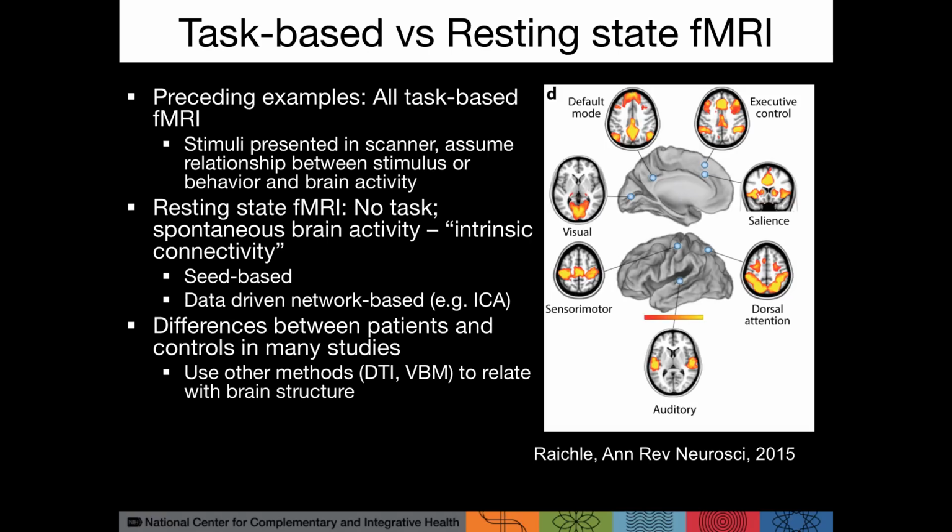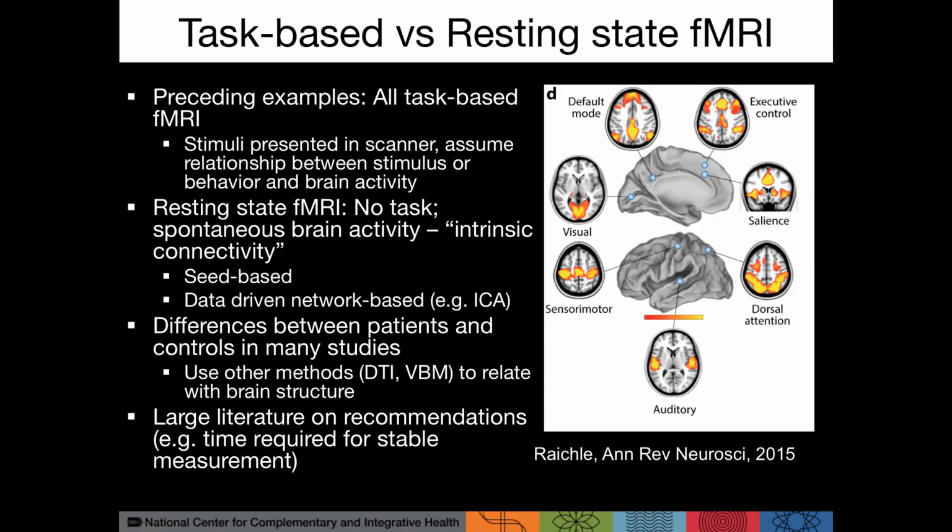But when we see connectivity or differences in these networks, it doesn't mean that there are underlying differences in the anatomy without directly using other methods to actually measure differences in the anatomy. So there's a huge literature on resting state, and we'll send those resources around after this.